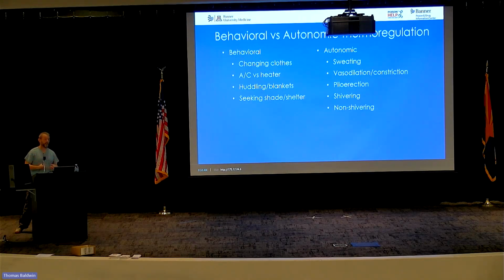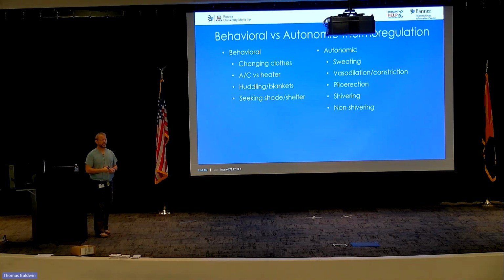So again, some of these behavioral aspects, we might put on a jacket when we're indoors. We might move indoors into a cooler or warmer weather environment. Even outdoors, when it's plus 100, we'll feel that relief just by going into the shade or if there's a nice breeze that day. So there's a lot of these behavioral or environmental factors that play into heat dissipation or heat generation, as well as autonomic function. So again, sweating, vasodilation or constriction, piloerection, shivering, and then non-shivering thermogenesis.